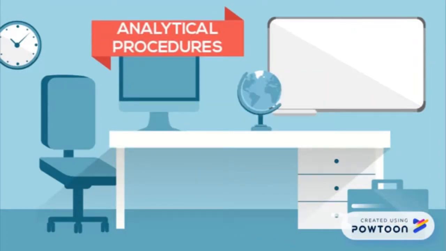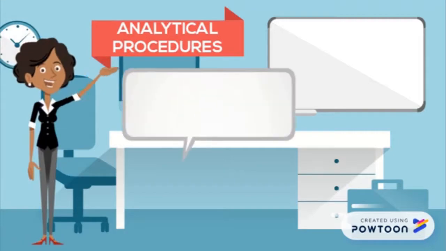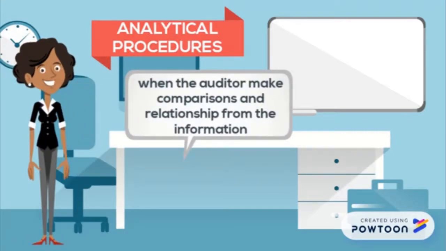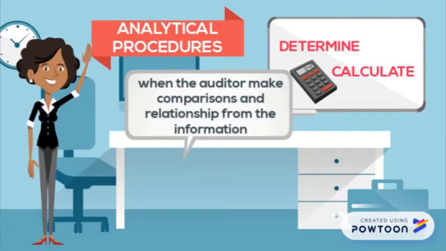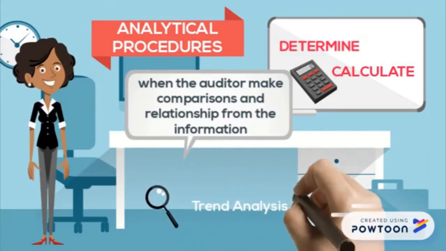Analytical procedures. This occurs when the auditor makes comparisons and relationships from the information to determine or calculate other information related to the audit. One of the common types of analytical procedures is trend analysis.